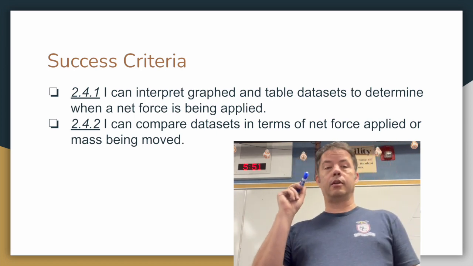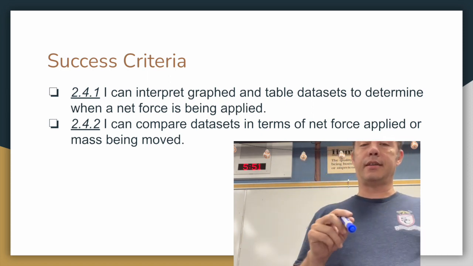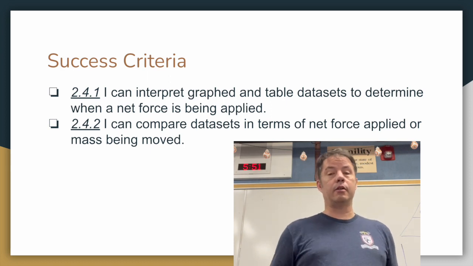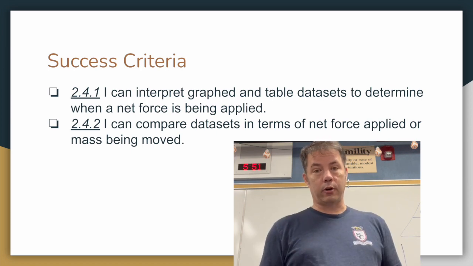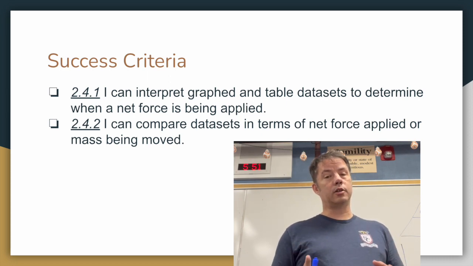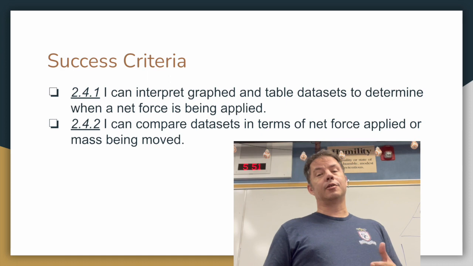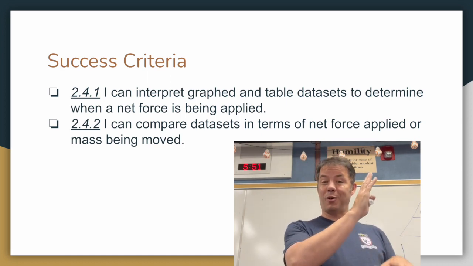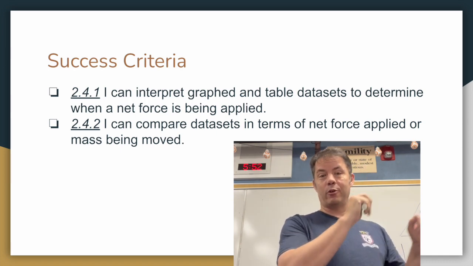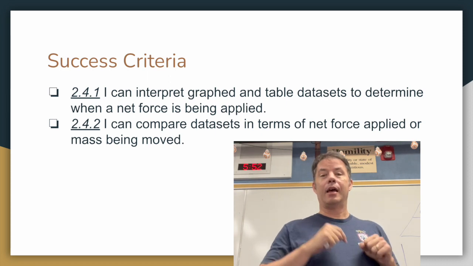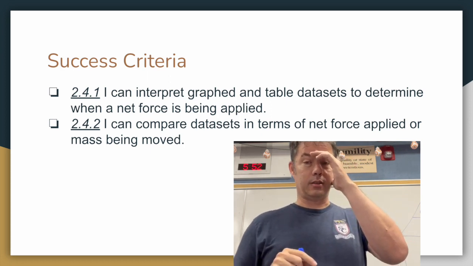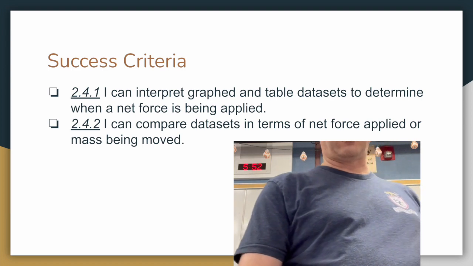So first, you're going to look at a graph and table data sets to see when a net force is being applied. So is it accelerating? Is it speeding up? Is it slowing down? Yes, there's acceleration. Yes, there's a net force. Easy. Then we're going to be looking at, okay, which thing is accelerating more? Accelerating more means a bigger force if the mass is held constant. Accelerating more means a smaller mass if the force is held constant. Okay, so keep those in mind as you go forward and work through the practice problems.